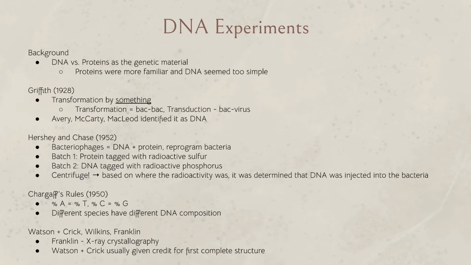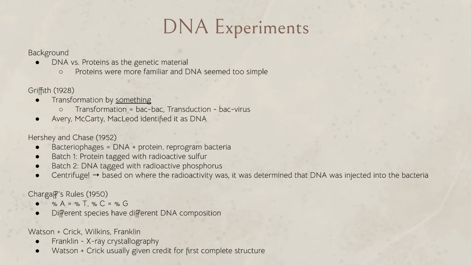So in 1952, Hershey and Chase determined that bacteriophages, which were basically DNA plus protein, they're viruses, reprogram bacteria. And they were thinking, hey, this is already a technology that's pretty developed, so why not experiment with it? So their first batch of bacteriophages had proteins that were tagged with radioactive sulfur. And their second batch was DNA tagged with radioactive phosphorus.